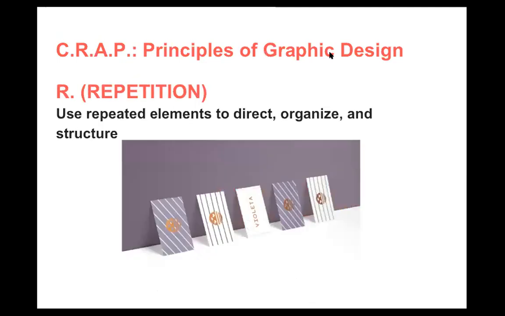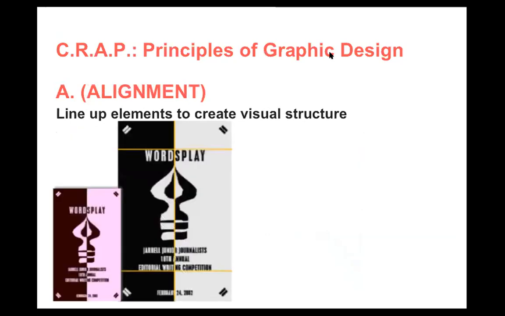Repetition. This was probably used more with your trifold brochure, because you were using panels and maybe you had a certain repetition of elements. Maybe it was boxes behind your type. Maybe it was a photograph of a specific size on each panel. You use repeated elements to direct, organize, and structure your pieces.